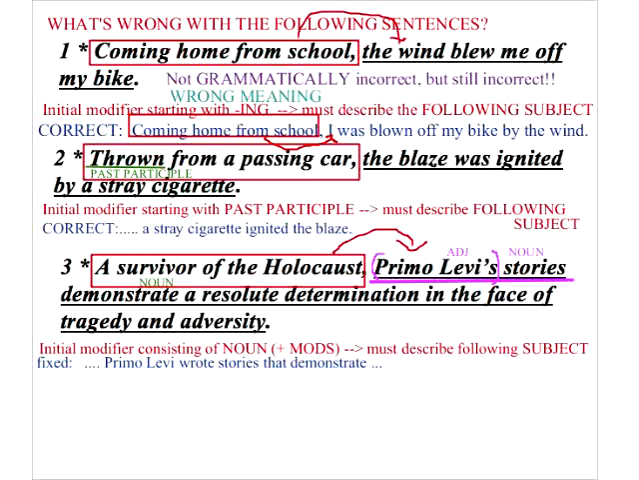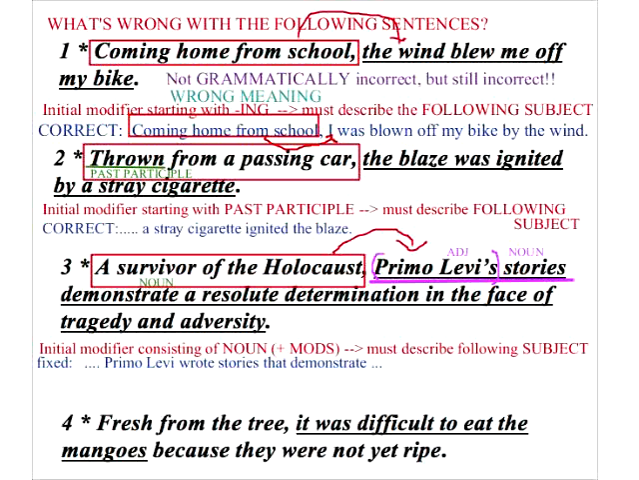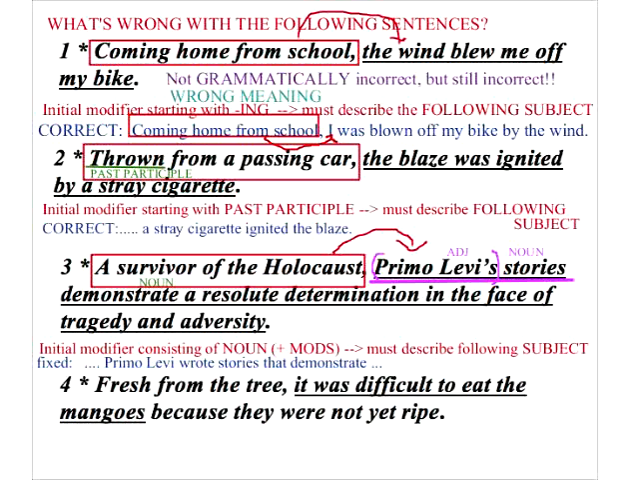One more example is this. "Fresh from the tree, it was difficult to eat the mangoes because they were not yet ripe." Okay, I think we know what the deal is by this point, so let's just look at it. If we have an initial modifier that consists of an adjective, maybe plus other modifiers, then that also must describe the following subject.